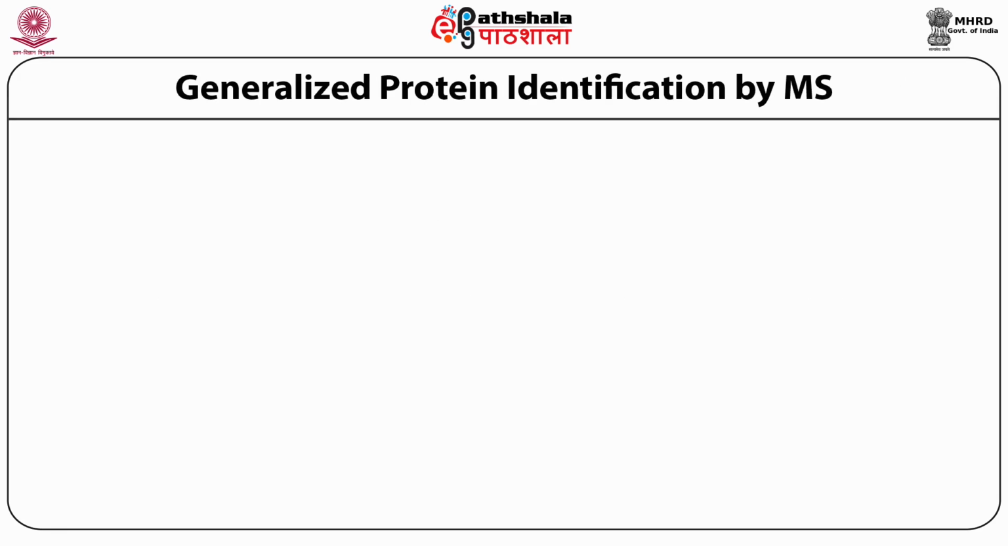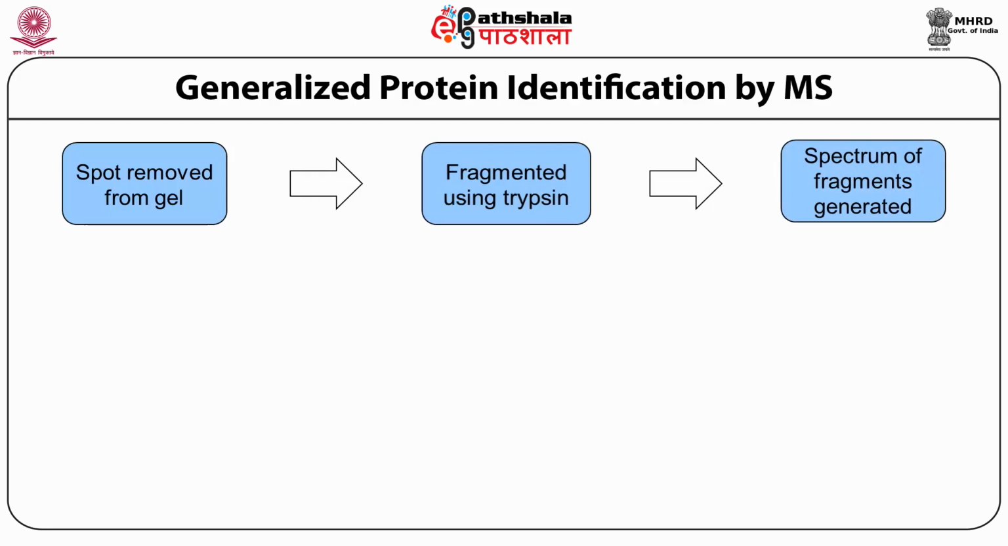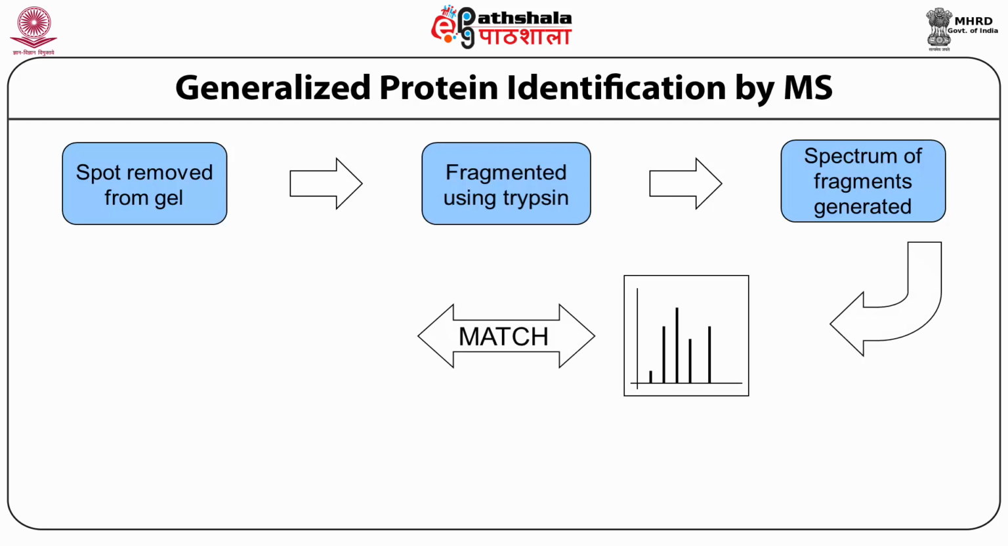This figure shows the generalized protein identification by mass spectrometry. For this, we require proteins or the spots which are removed from the gel. They are further degraded or fragmented using trypsin or any endopeptidase, and a spectrum is generated on the mass spectrometer, which is next matched with the databases which are present in the bioinformatics tools.